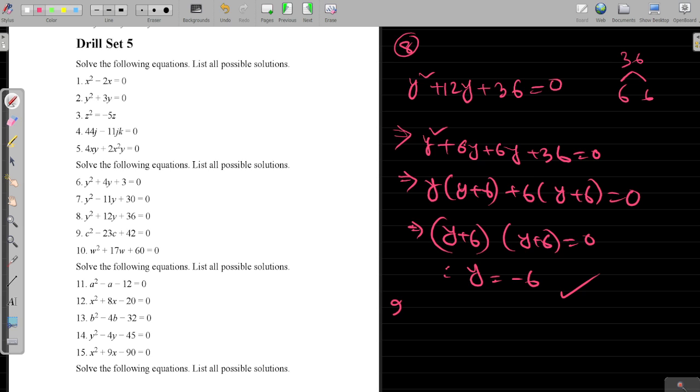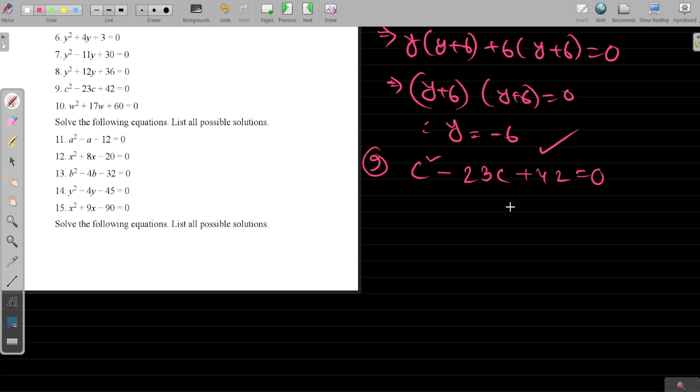Now question number 9: c square minus 23c plus 42 equals 0. How do I get 23 from 42 for the middle term? 42 is 2 multiplied by 21, and 21 plus 2 is 23. So c square minus 2c minus 21c plus 42 equals 0.